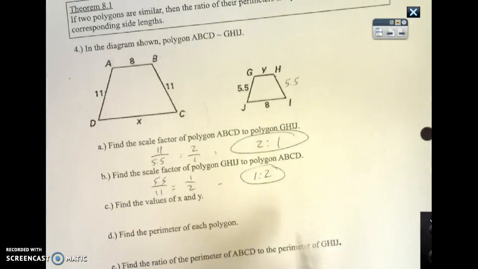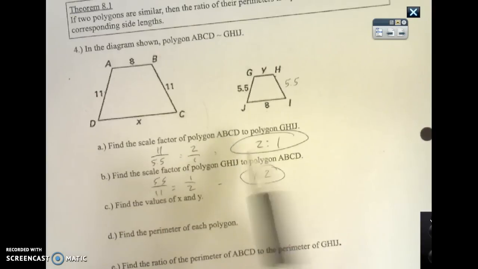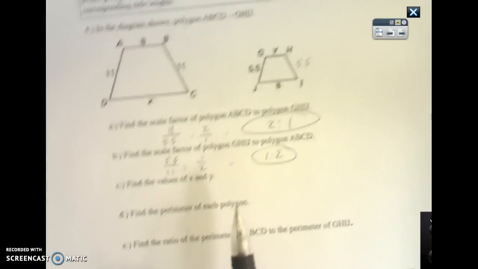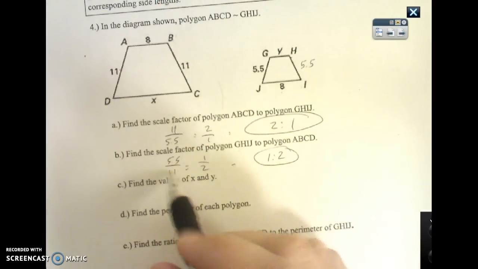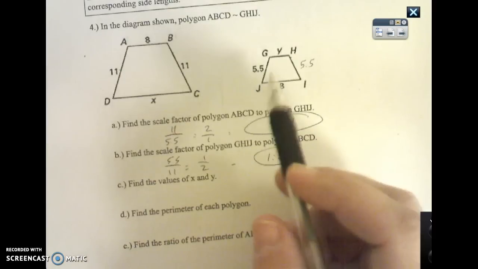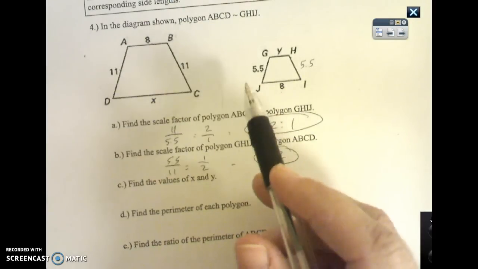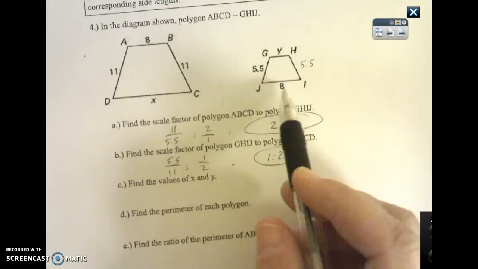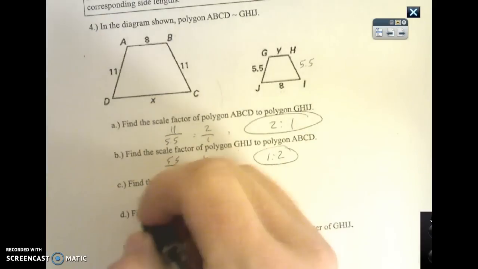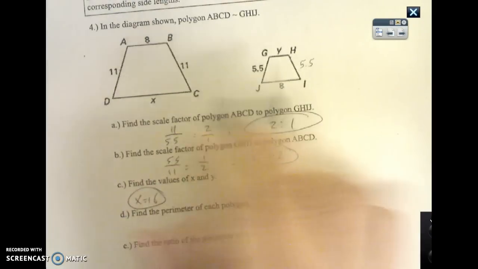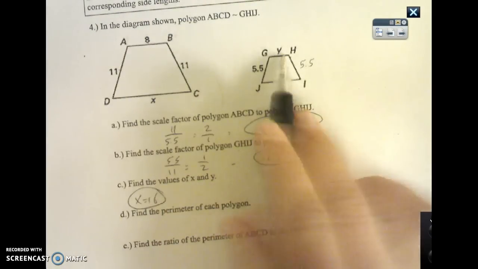Now guys, if I ask you a question like this, hopefully you recognize that you can just flip this around, and I'm cool if you do that. Find the values of x and y. What you could do is set up another proportion and solve for x, but I know it's a comparison of 2. So if I want to find x, all I have to do is multiply 8 by 2. So x is 16, and then to go from here to here, I have to divide by 2.